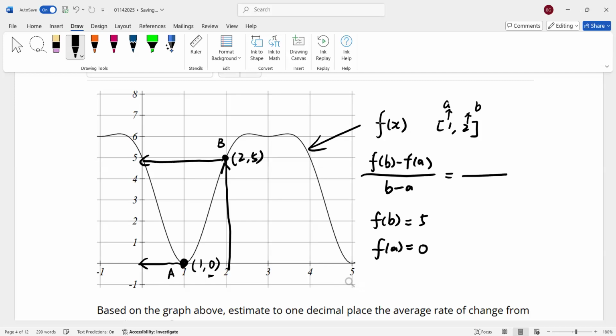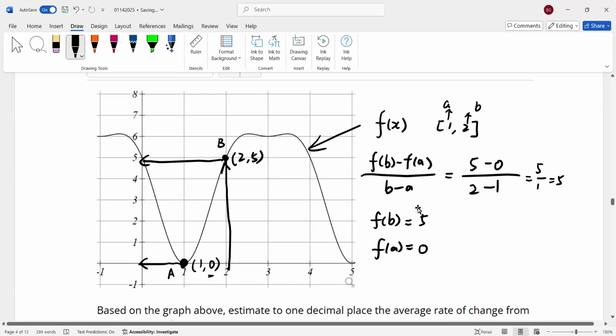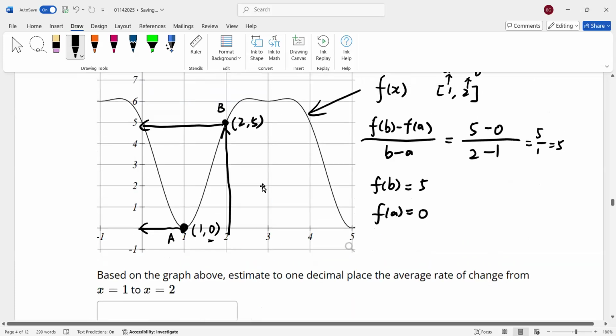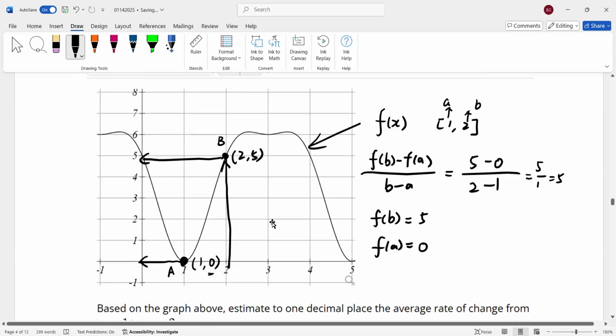And then we plug in the 4 numbers. In the numerator, f of b minus f of a, denominator b minus a. 5 minus 0, 2 minus 1, so we have 5. The same thing, right? Of course, I agree the easiest way is just to find the rise over run. Okay, any question about this problem?